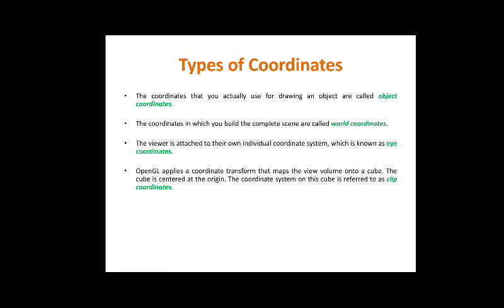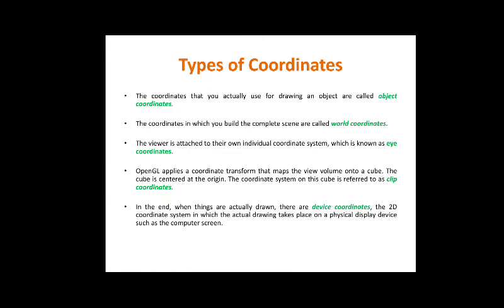Then next, OpenGL applies the coordinate transform that maps the view volume onto the cube, meaning I am converting that onto the 2D matrix by applying some clip coordinate projection, and what I get after projection is called the clip coordinates. This is done by applying a cube, and that cube is centered at the origin of the system. Then at the end we are drawing the actual thing, right. So, they are called the device coordinates, right: the 2D coordinate system in which the actual drawing takes place on the physical display device such as a computer screen.